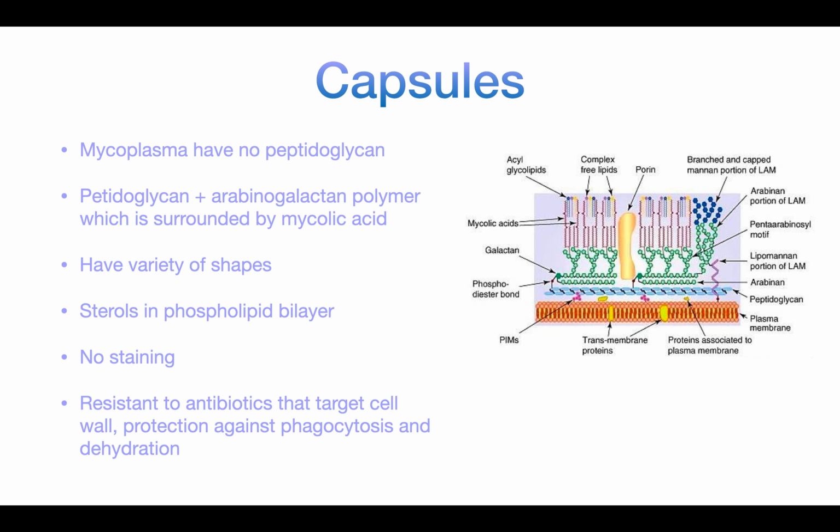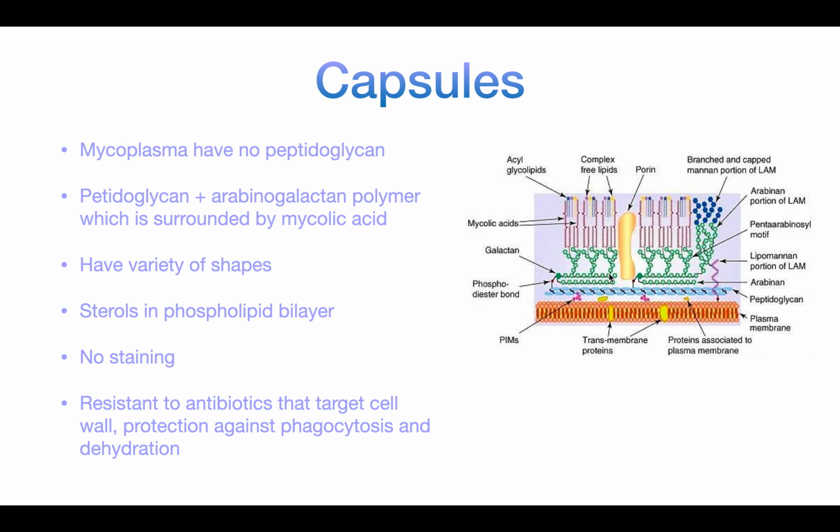So the mycoplasma bacteria do not have any peptidoglycan, so instead they have like a peptidoglycan and arabinogalactan polymer, and that is surrounded by the mycolic acid, and that kind of forms the capsule. So they don't have a peptidoglycan like cell membrane itself. Capsule can have a variety of shapes.